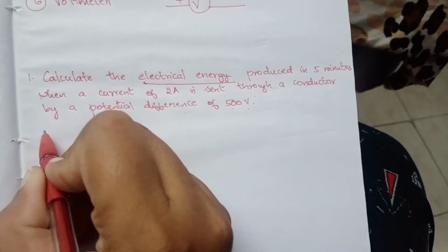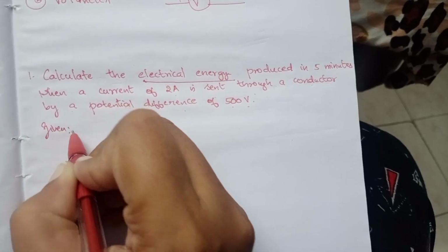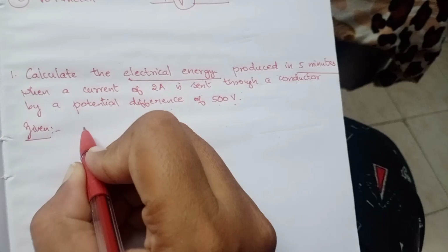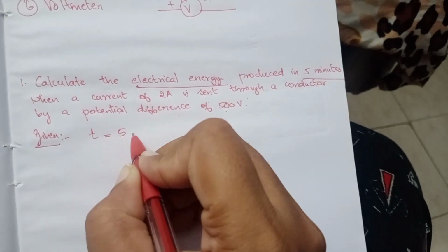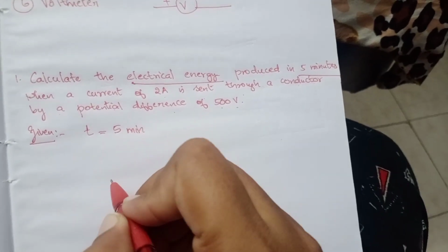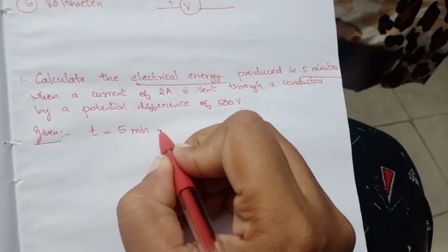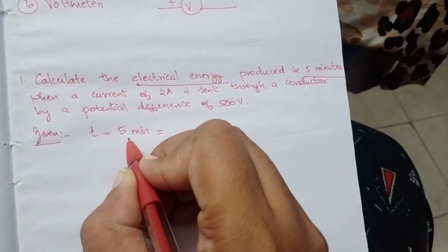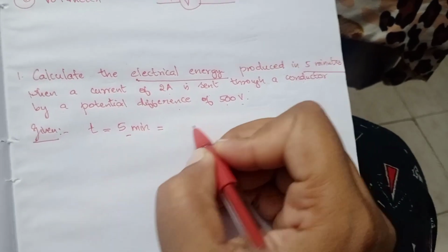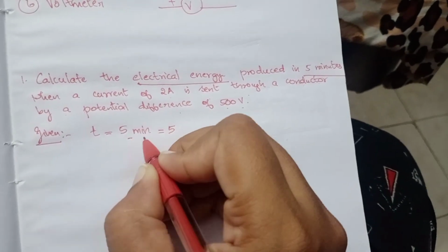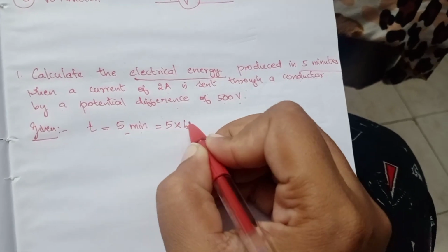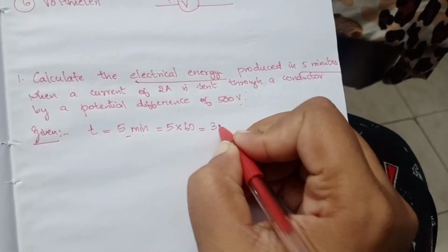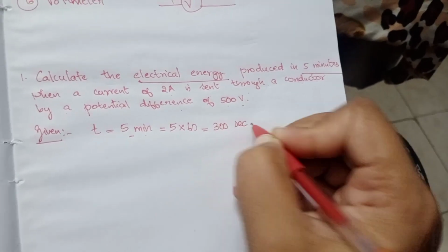So let us write down the given data first. What is the first data given? Produced in 5 minutes, so the first data given is the time. Time is given as 5 minutes, and we know the SI unit of time is seconds, so you have to convert this 5 minutes into seconds. How can we convert minutes into seconds? We have to multiply it by 60, right? So we will get the value as 300 seconds. So this is the time.